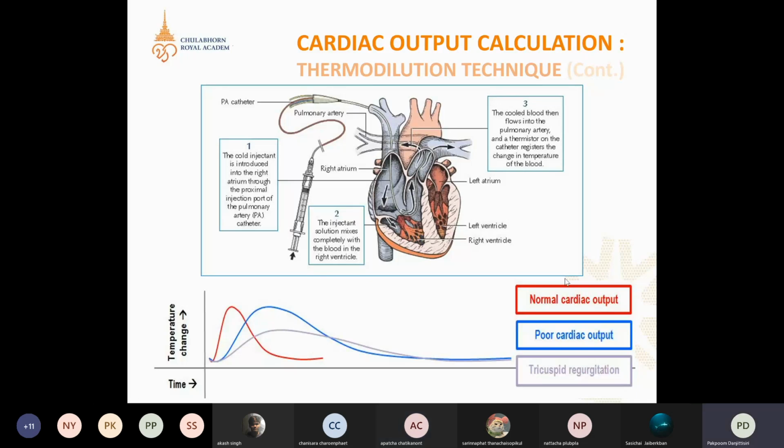Oh, okay. Let's see about the tricuspid regurgitation first. Let's maybe talk about the purpose why.